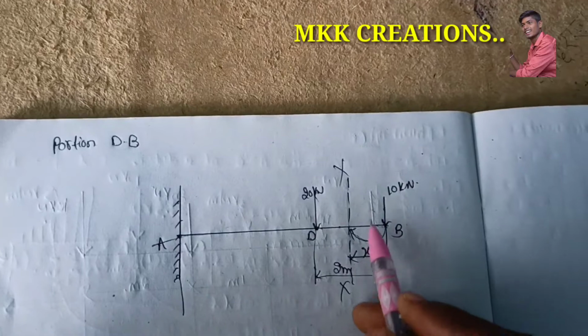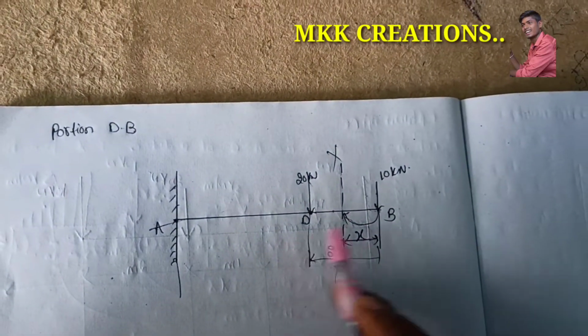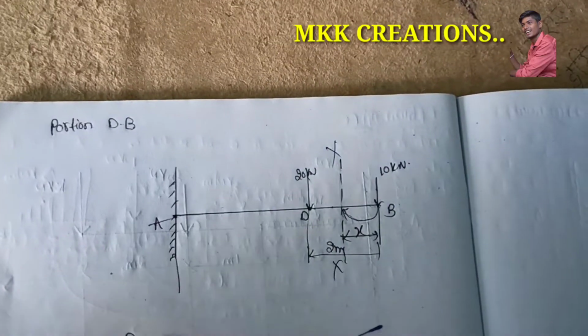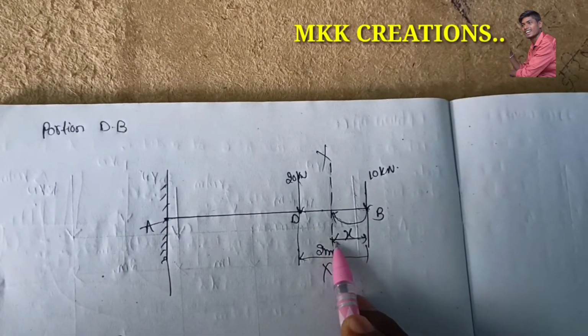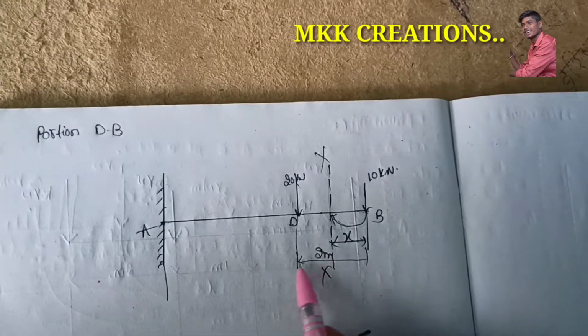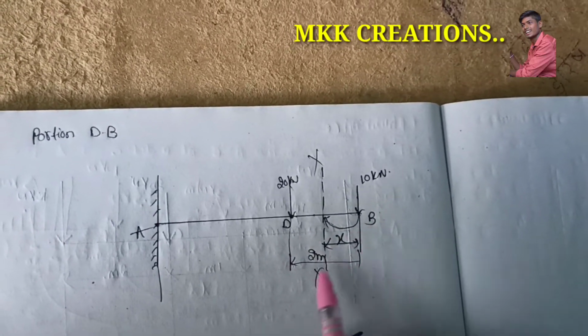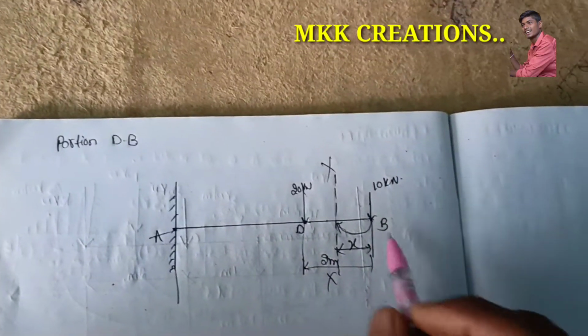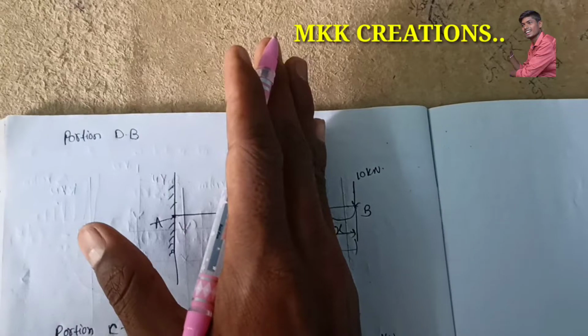So here we want to divide this section XX in between BD at a distance of x meter from the free end, because it is a cantilever beam. The distance from section XX to the free end is x meter. The total BD length is 2 meters. So we are dividing the section x meter from the free end. So now we have divided the section.